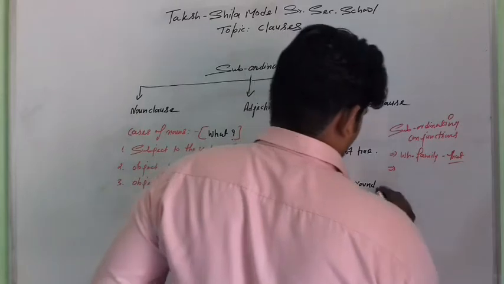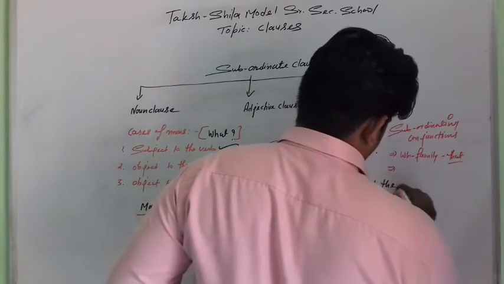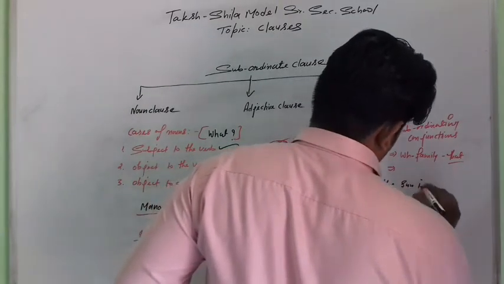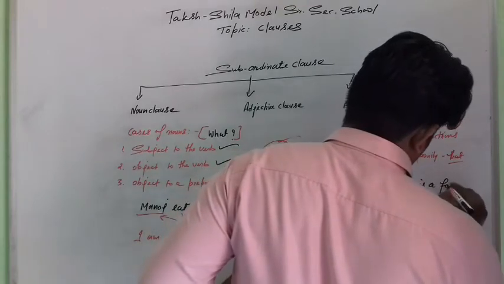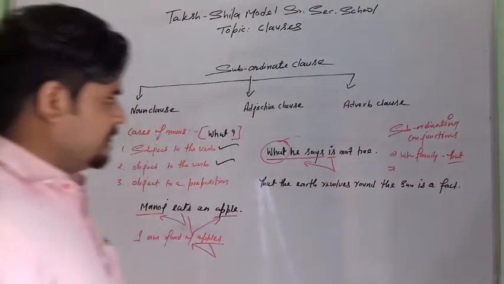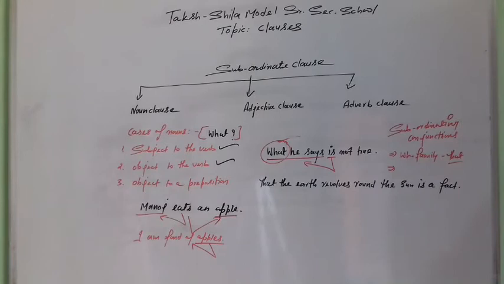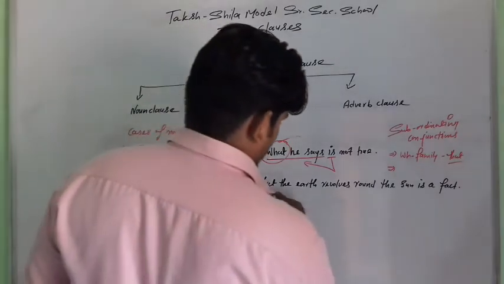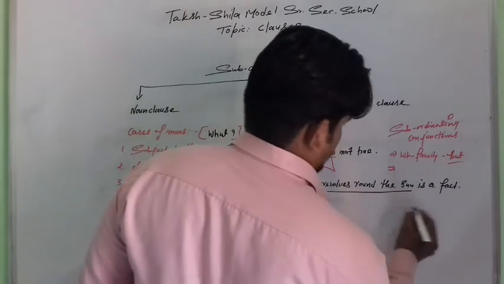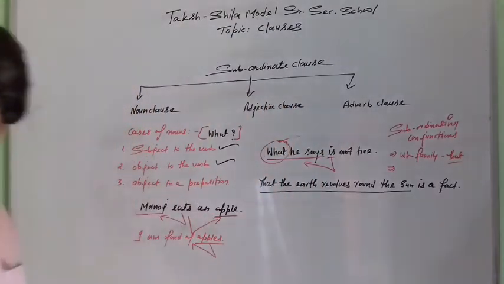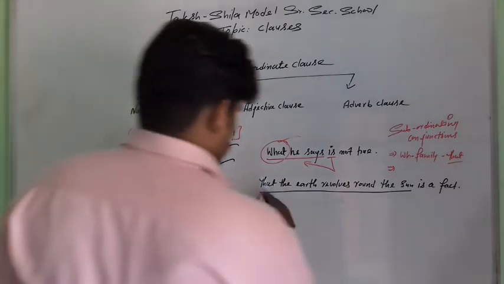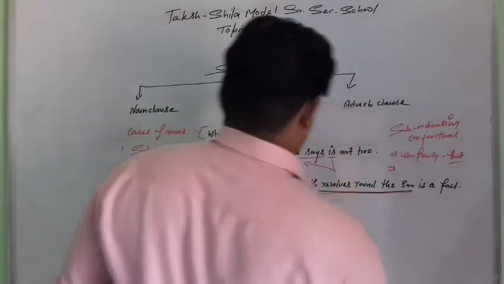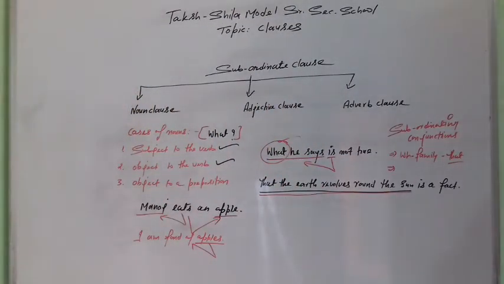That the earth revolves round the sun is a fact, right? Again, this is an example of subject to the verb I have written. That the earth revolves round the sun is a fact. Here, underline this group of words. This is what? That the earth revolves round the sun is a fact.